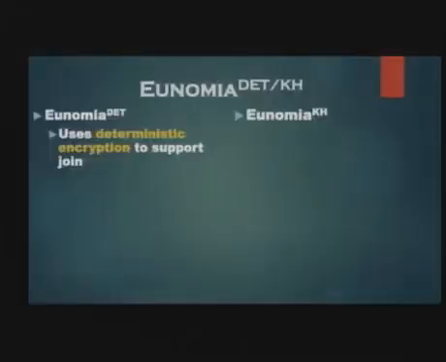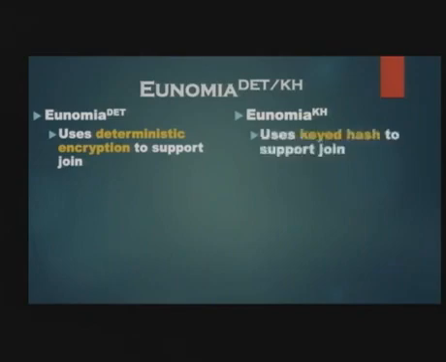Enumia Det uses deterministic encryption. Deterministic encryption is an encryption scheme where, if you take the same key and the same message, you always generate the same ciphertext. Enumia KH uses a keyed hash, which is how it gets its name. It's basically a hash function that additionally takes a key.